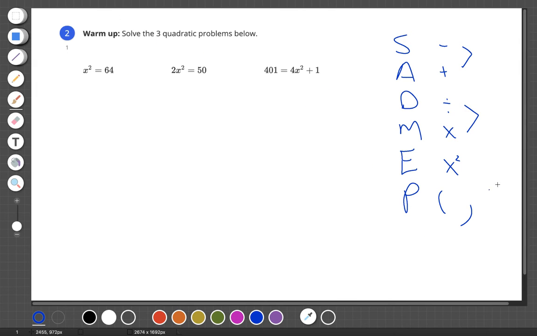And then the other thing you need to remember when you get to this exponent thing is that the opposite of x squared, the inverse, is to square root. Okay, so two things you had to remember.